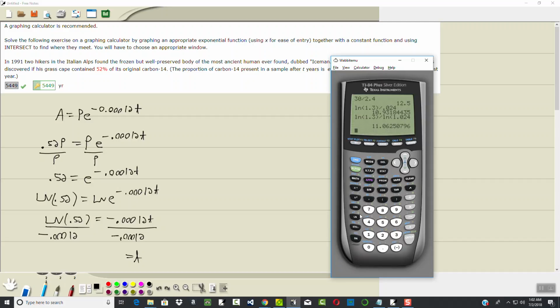Let's see, natural log of 0.52 divided by negative 0.0001231 gives us 5,449.